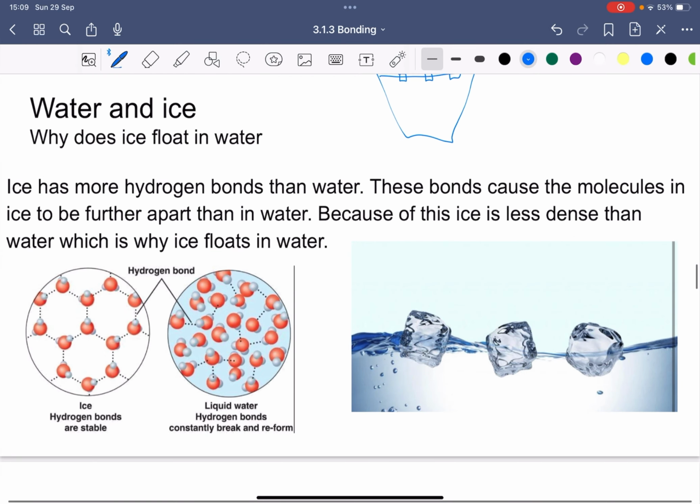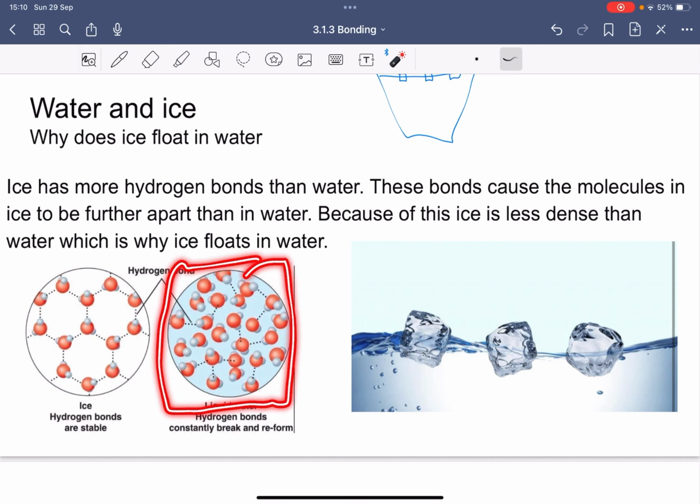The reason for this is that ice has more hydrogen bonds than water. These bonds cause the molecules in ice to be further apart than in water. We can see that in this diagram here. Molecules, as you can see, are further apart than in water. You can see that in water they're a lot closer to each other. Because of this, ice is less dense than water, which is why ice floats in water.